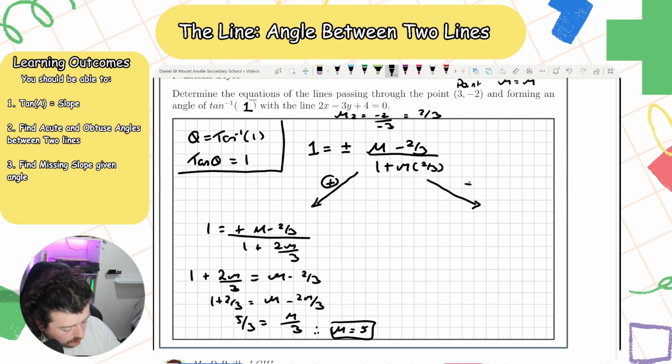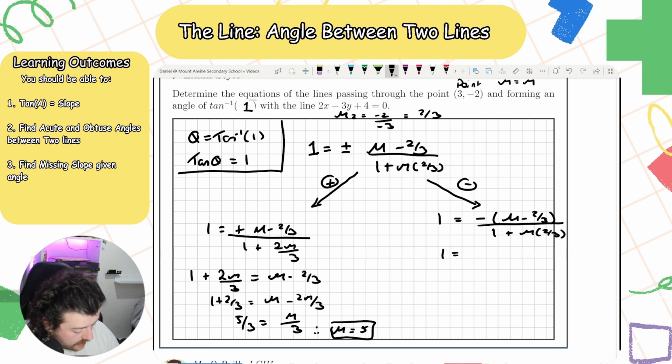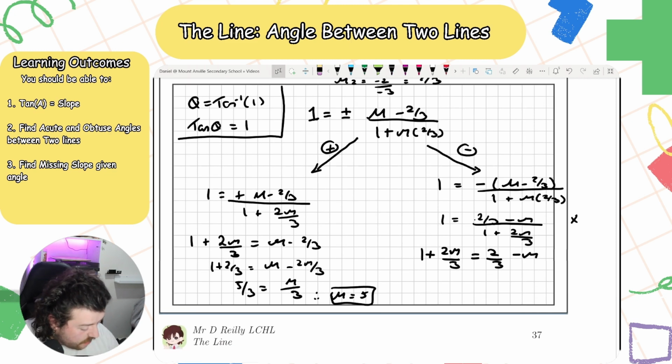Let's look at my second slope. So I'm going to take the minus sign. So 1 equals minus m minus m2, all over 1 plus m times m2. 1 is going to be equal to 2/3 minus m, all over 1 plus 2m over 3. Multiply by my denominator. I'm going to get 1 plus 2m over 3 is equal to 2 over 3 minus m. Bring all over to one side.